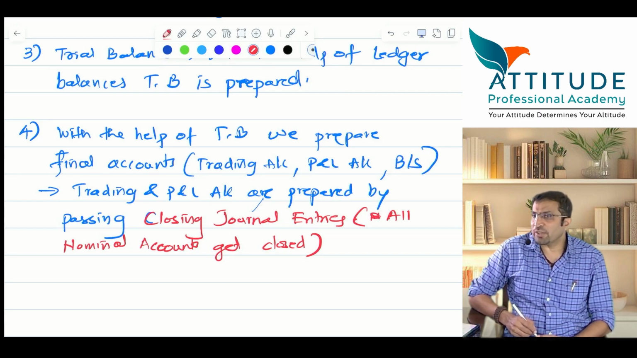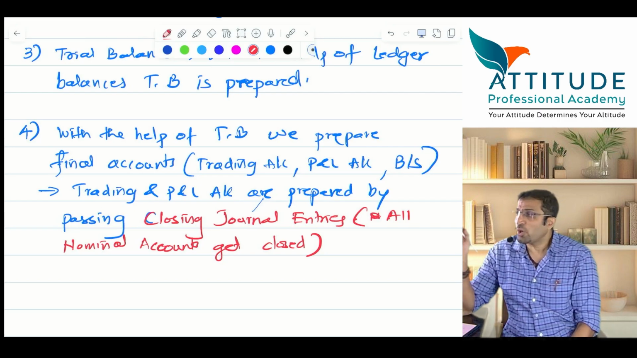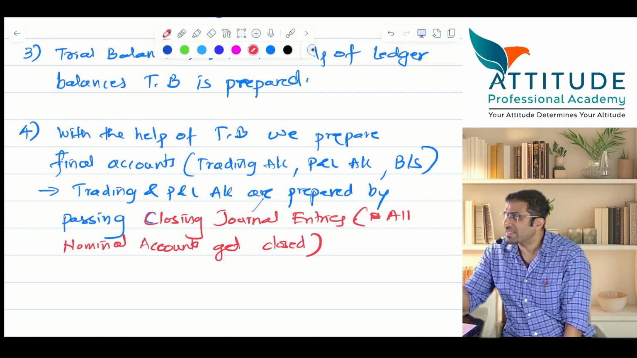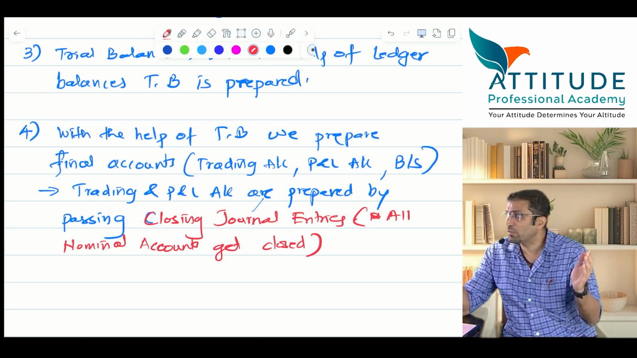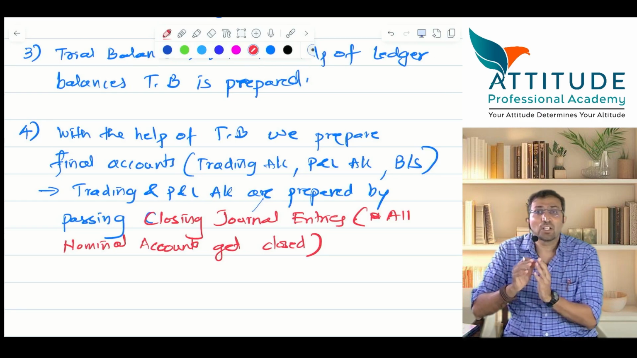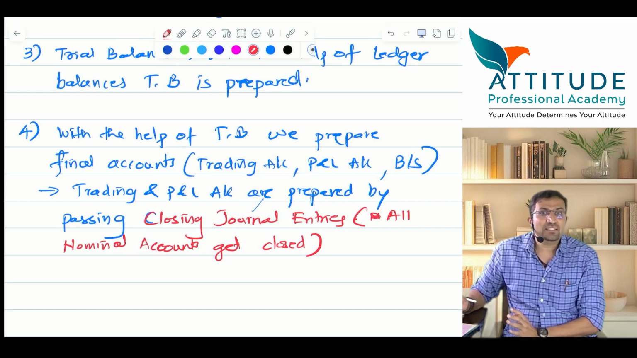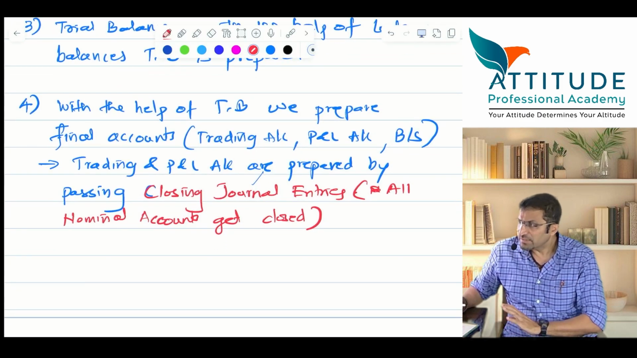Now I have already taught you all what is personal, real and nominal. Yes or no? All nominal accounts related to expenses, losses and incomes will get closed by passing closing journal entries. Is that clear?